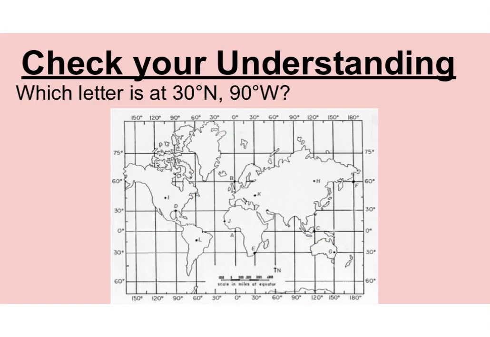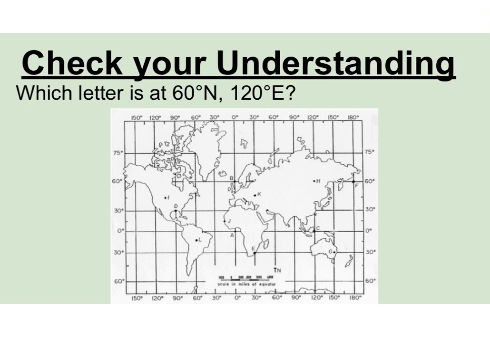And here are a few check your understandings just to see if you really do understand what's going on here. For this one, you want to figure out which letter is at 30 degrees north and 90 degrees west. So for that one, you should have figured out that this was 30 degrees north, this line right here, and then 90 degrees west is this line here, and D is right there in the middle.